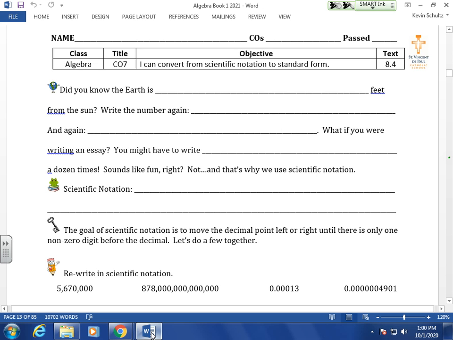Howdy and good day. We're in algebra covering CO7, converting from scientific notation to standard form. I always thought that this should be taught in science class, but it does have some mathematical pieces to it, so I suppose we'll do it here.